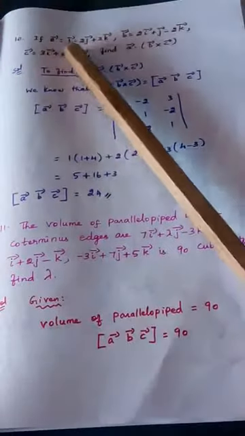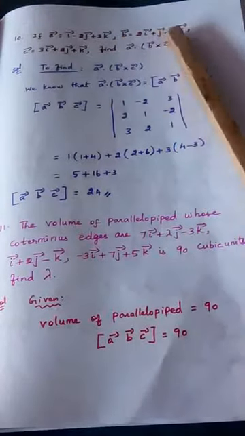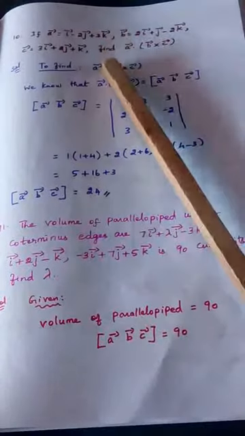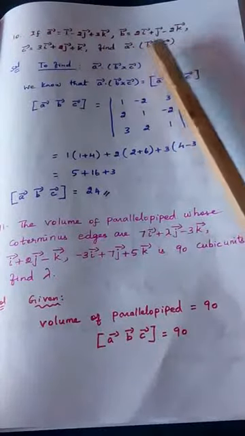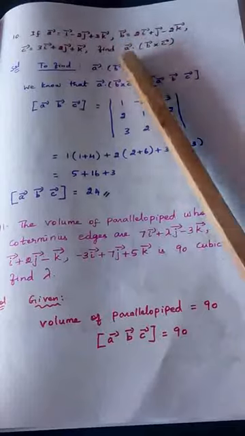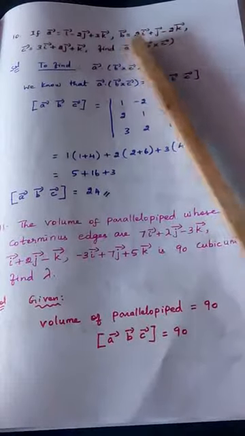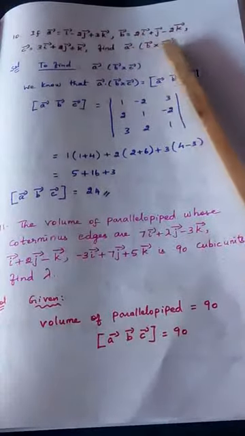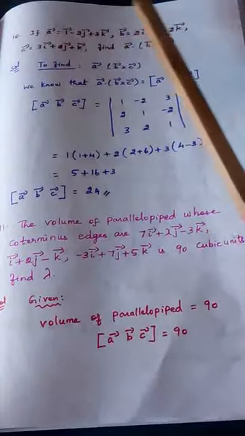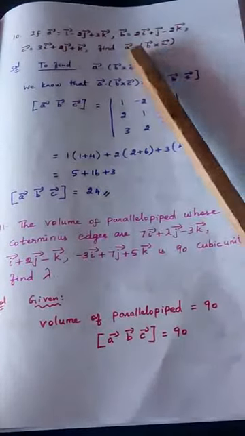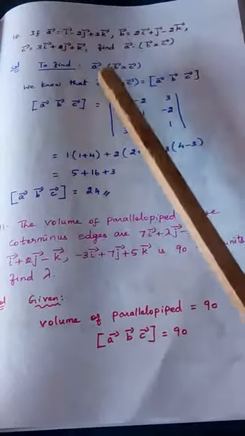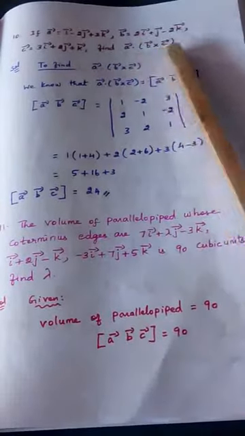If A vector, B vector, and C vector are given, find A vector dot B cross C. This is nothing but the scalar triple product. If we write it like this, it is called the scalar triple product. A vector, B vector, C vector are all given to us. We need to find this. We know very well this is nothing but the scalar triple product.